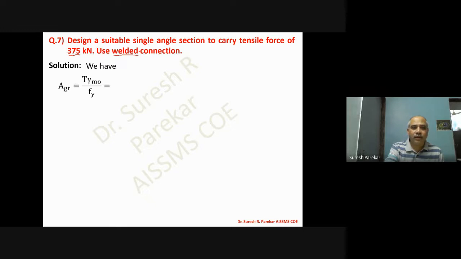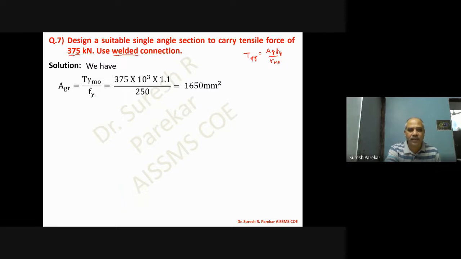We have already seen in the last problem this AGR equal to 2 gamma MO upon Fy. If you remember the formula, TDG is equal to AGFy upon gamma MO, and we have modified this formula a little to derive a formula for AGR, which will be equal to 2 gamma MO upon Fy. Substituting all these values gives me AGR as 1650 mm square.